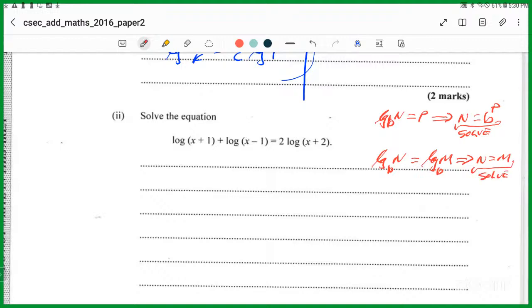So that's the aim in solving most logs equations. Because we have logs on both sides of this, we can basically work towards using this one. So when you add two logs, it becomes the log of the product. So this side becomes, let's go for the blue, the log of x plus 1 times x minus 1.